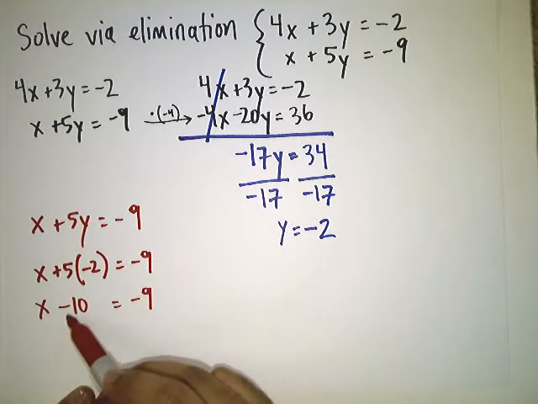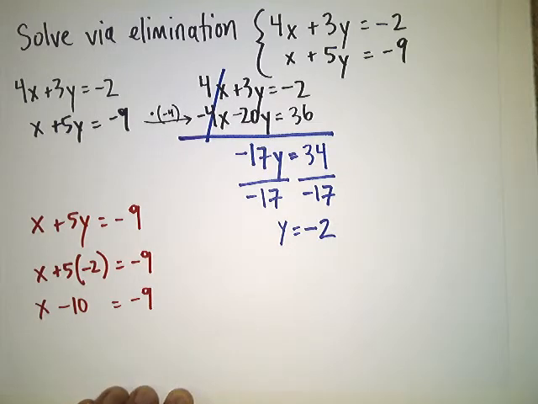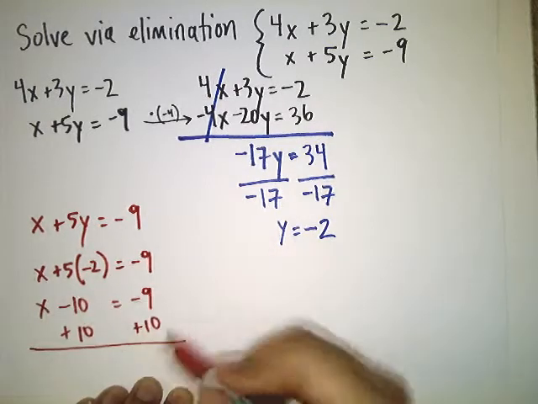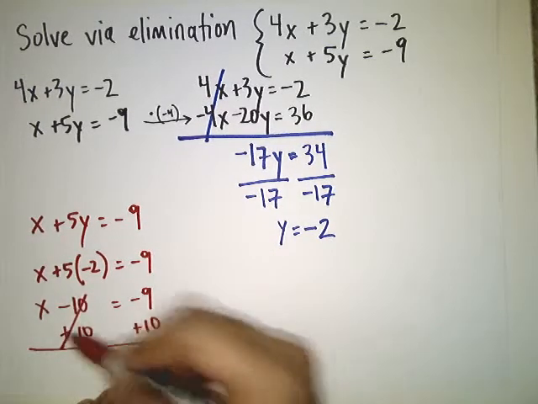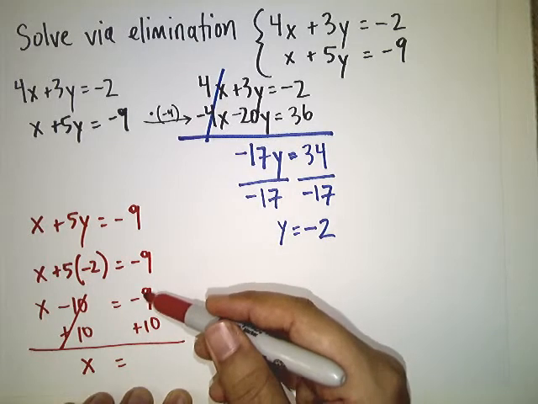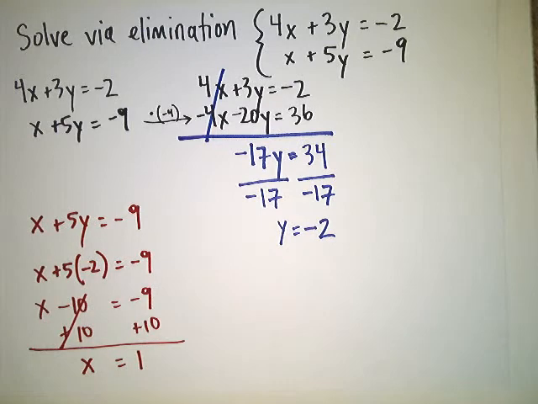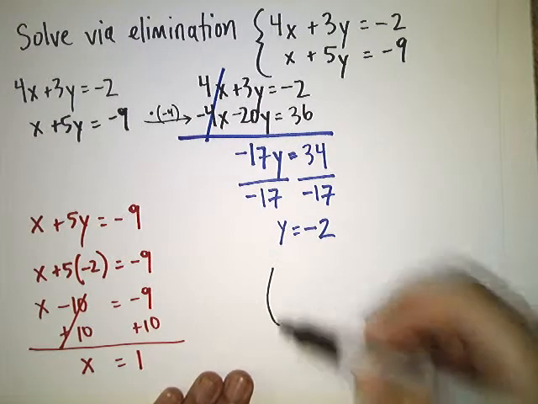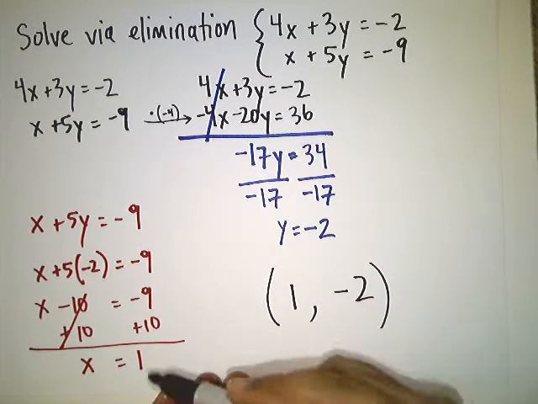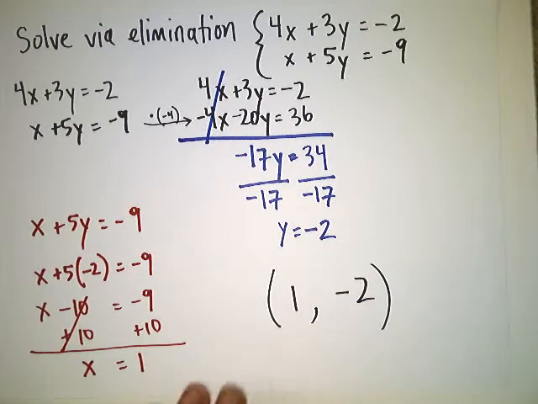Now we got to undo that minus 10. The way we do that is, of course, by adding 10 to both sides. On the left-hand side, where you have x, and on the right-hand side, we have equals negative 9 plus 10, so that's 1. That means that the solution to this system of equations is 1, negative 2. Take a second. In fact, take 30 of them. Copy down whatever you're missing.